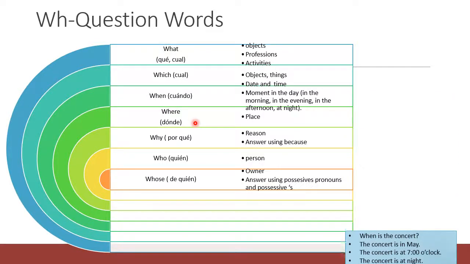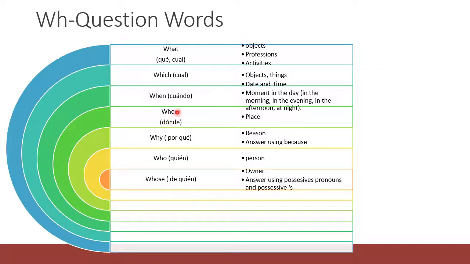The next question is where. Where means donde. Here we're looking for a place. We want to find out about a place. Where is the concert? The concert is in Guayaquil. This question is one of the easiest ones.